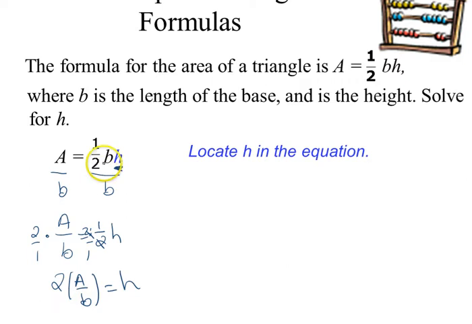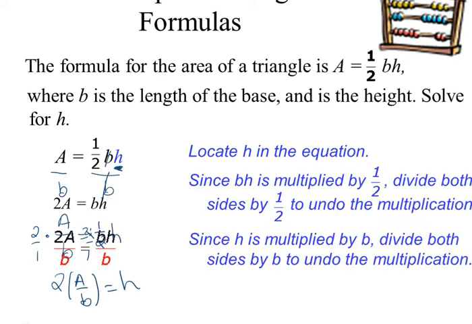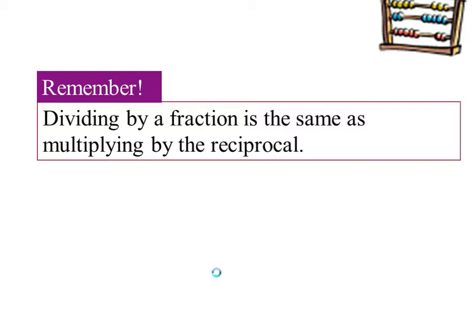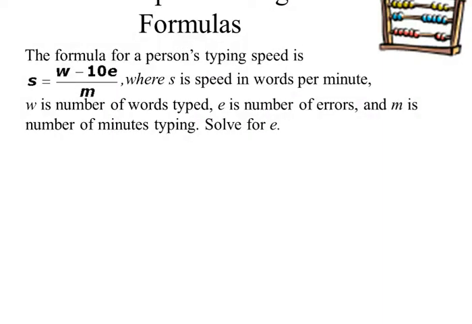Alright, so again what we did was the inverse. We had to get rid of the b, which we did by dividing both sides by b, and we had to get rid of the half, which we did by multiplying by the reciprocal. Another way that we can write this would be 2A over b is equal to h. We still have to multiply by 2. Remember that when we are dividing by a fraction, it is the same thing as multiplying by its reciprocal, which we just see here.